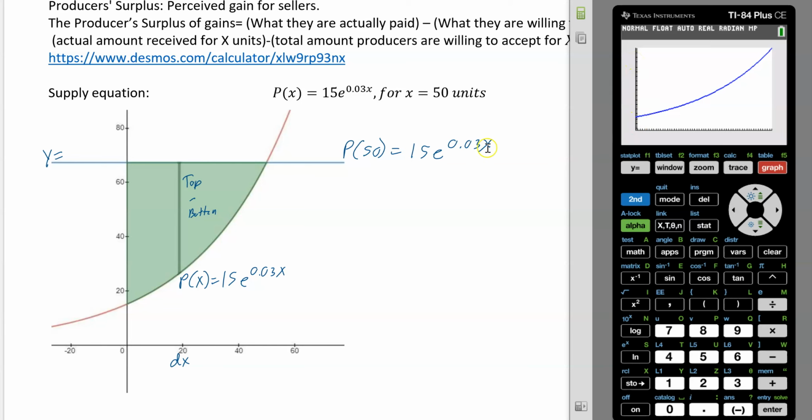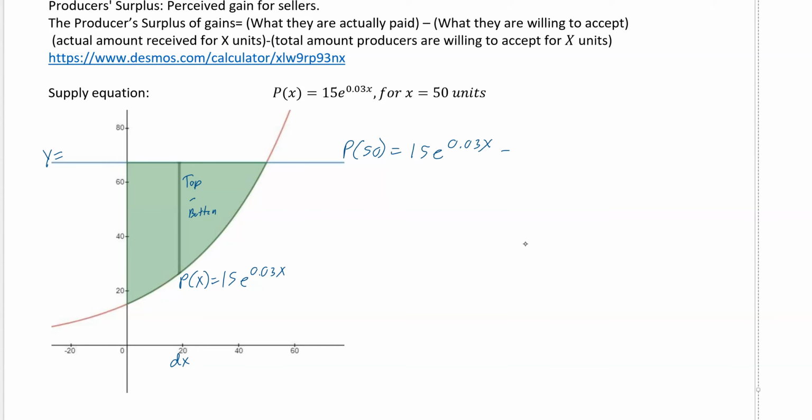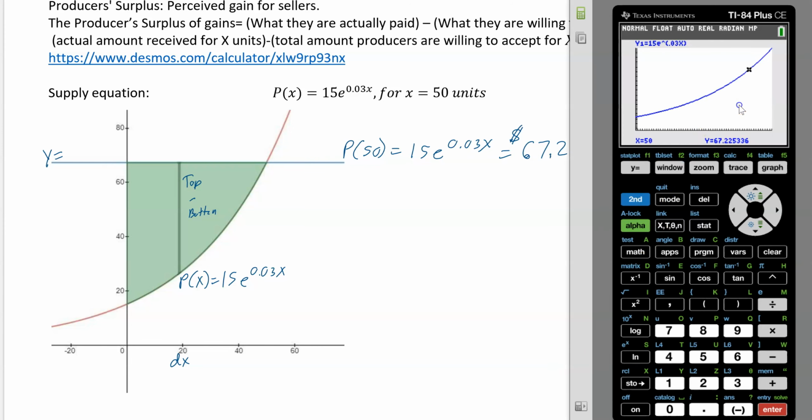Now what we need to do is find out when does it equal 50. So trace 50, and we get 67.23. So this would be $67.23. Right? So same as before, P is in dollars, X is in units. And so we have that.